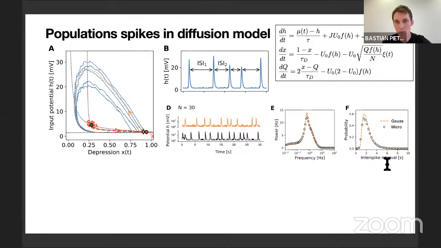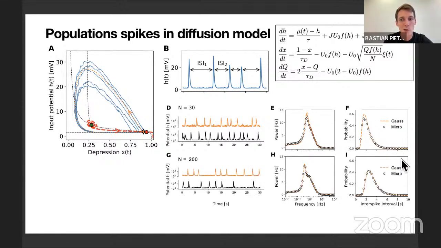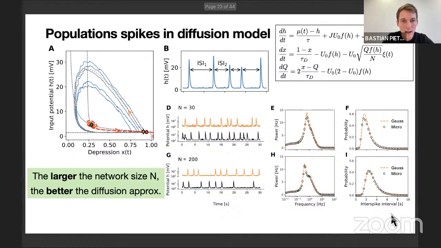Also the interspike intervals: if we only look at the differences between these population spikes and compute the probability density function, then we see a very good fit between the microscopic and the mesoscopic model. There's a little bit of divergence here in the peak, but as soon as we increase the number of neurons to 200, we have an almost perfect fit. So the larger the network size, the better our diffusion approximation, the better our mesoscopic mean field model.